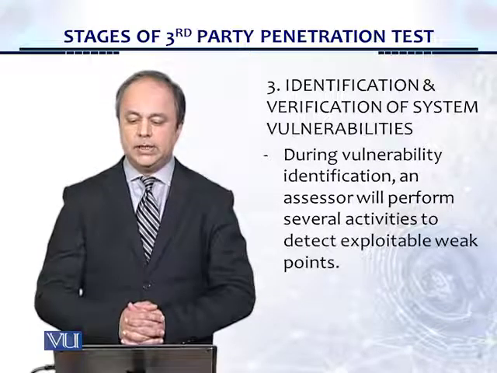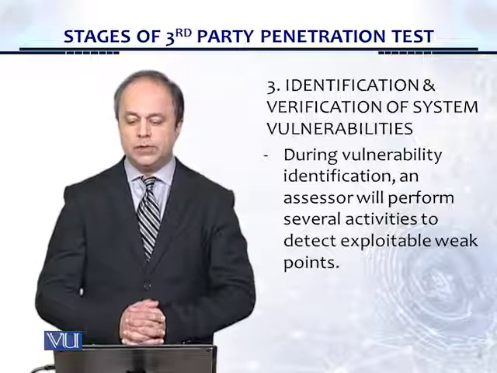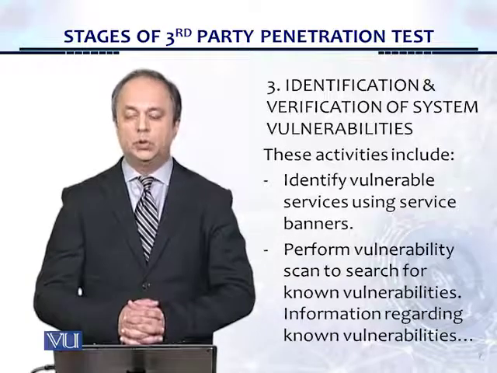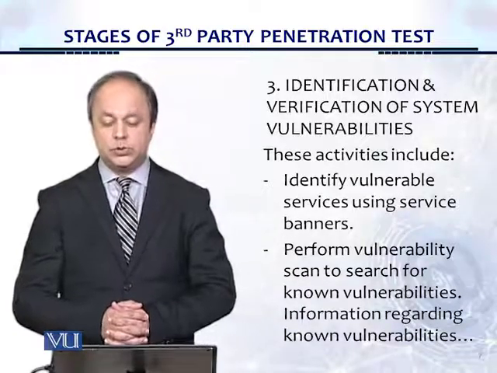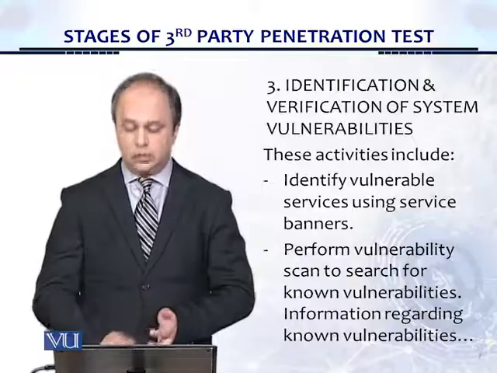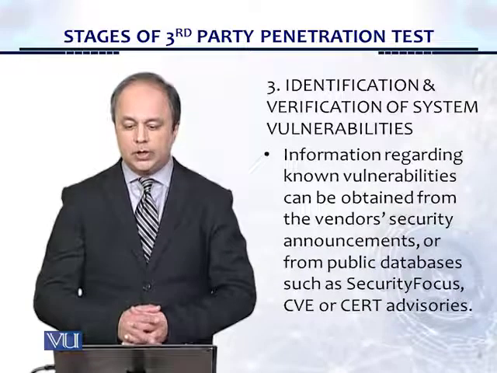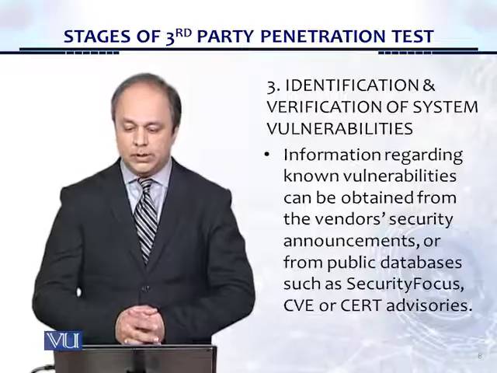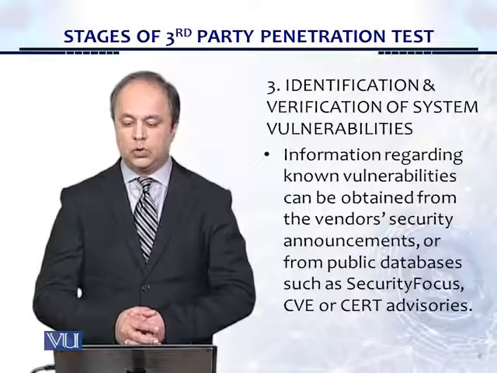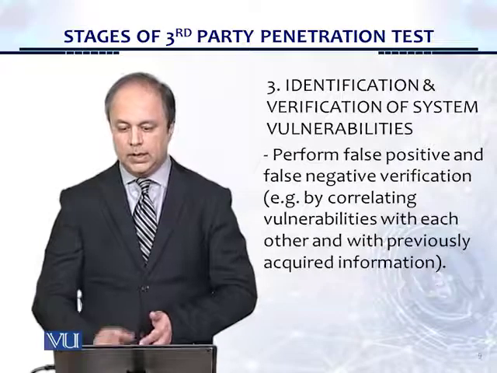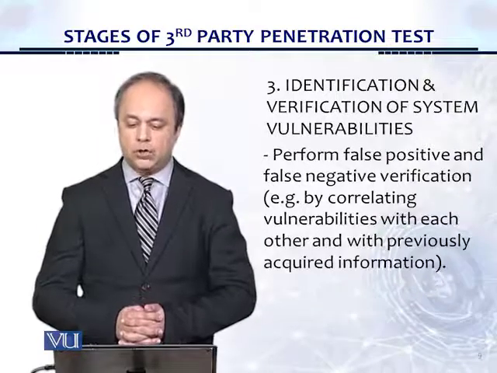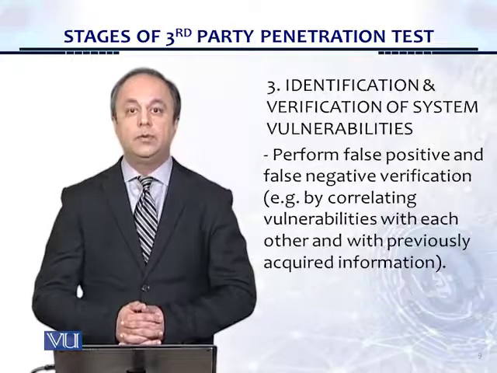Now, during the vulnerability identification, an assessor will perform several activities to detect exploitable weak points. These activities include identifying vulnerable services using service banners, and performing a vulnerability scan to search for known vulnerabilities. Information regarding known vulnerabilities can be obtained from the vendor's security announcements or from public databases such as Security Focus, CVE, or CERT advisories. And then you need to perform false positive and false negative verification, for example by correlating vulnerabilities with each other and with previously acquired information.